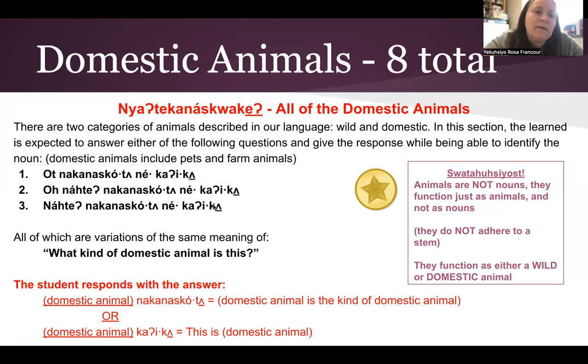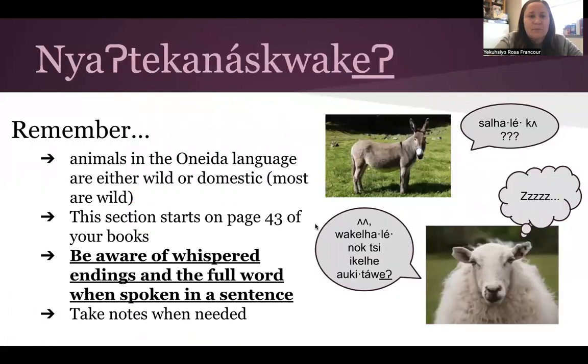Ot naganasquoda negaig, or ot nate naganasquoda negaig, or onate, or the last one, nate naganasquoda gaig. They all mean, what kind of domestic animal is this? You can also just say, if you're responding, naganasquod or gaig. Remember the animals in the Oneida language are wild or domestic. This is approximately on page 43, depending on the format. Just look in the table of contents.